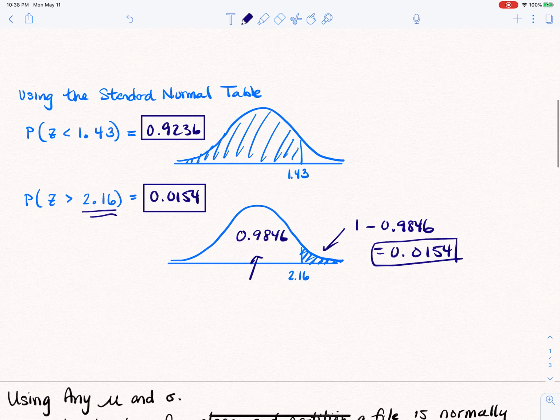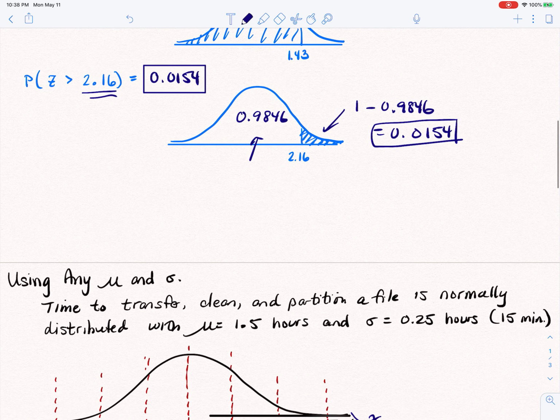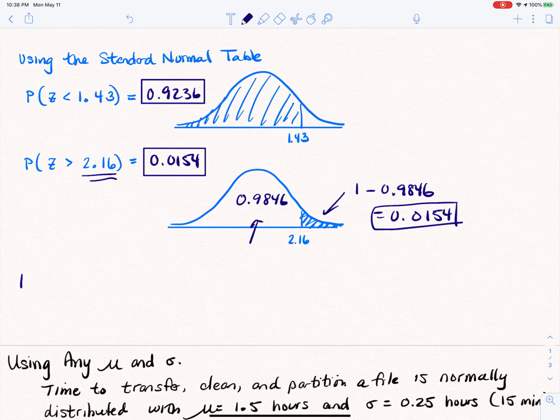And there we have that. So that's how we find probabilities using the standard normal curve. Okay? I could add another one in here. I think I will actually. So let's say we want the probability that z is between negative 1.12 and 2.16.